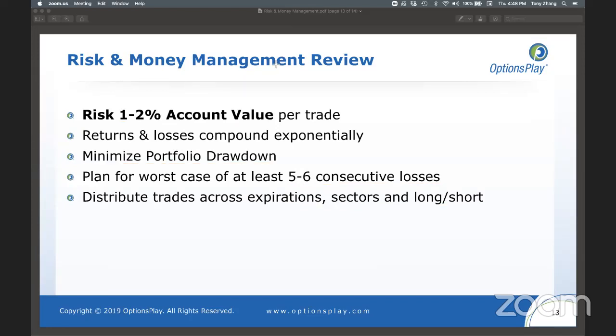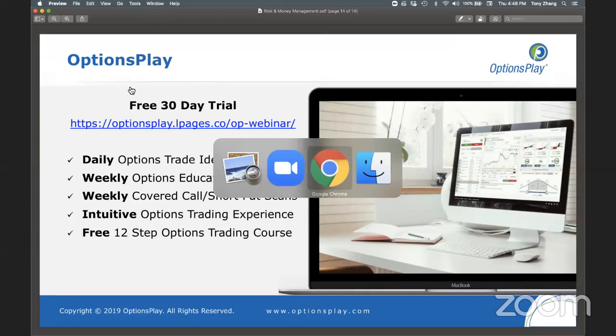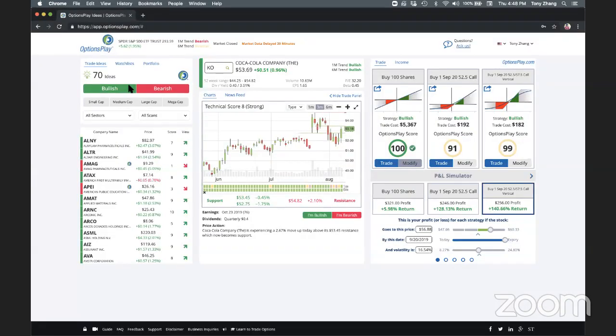So with that, what I want to do is jump over to Options Play and show you guys a few examples of how we utilize this tool to quickly implement what we talked about here today.